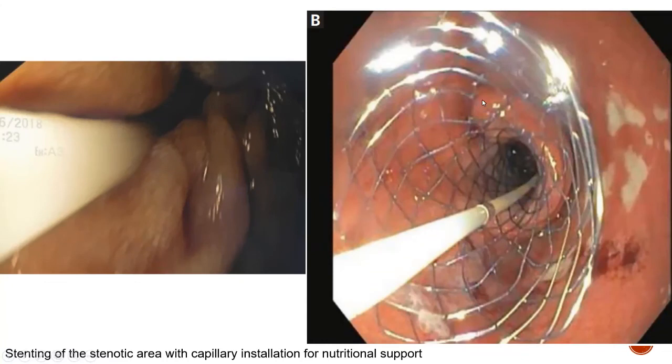And during the endoscopic treatment, we can provide the stenting of the stomach. The stenting of the stomach is the palliative treatment. And the capillary installation after the zone of stenosis is needed for nutritional support and to prepare the patient for the surgery.